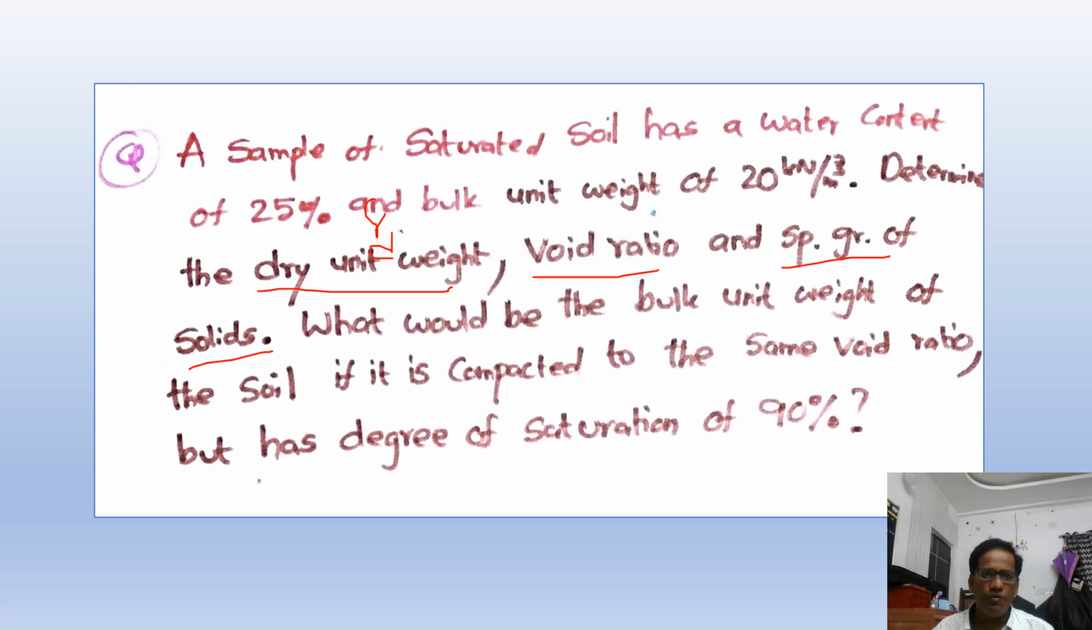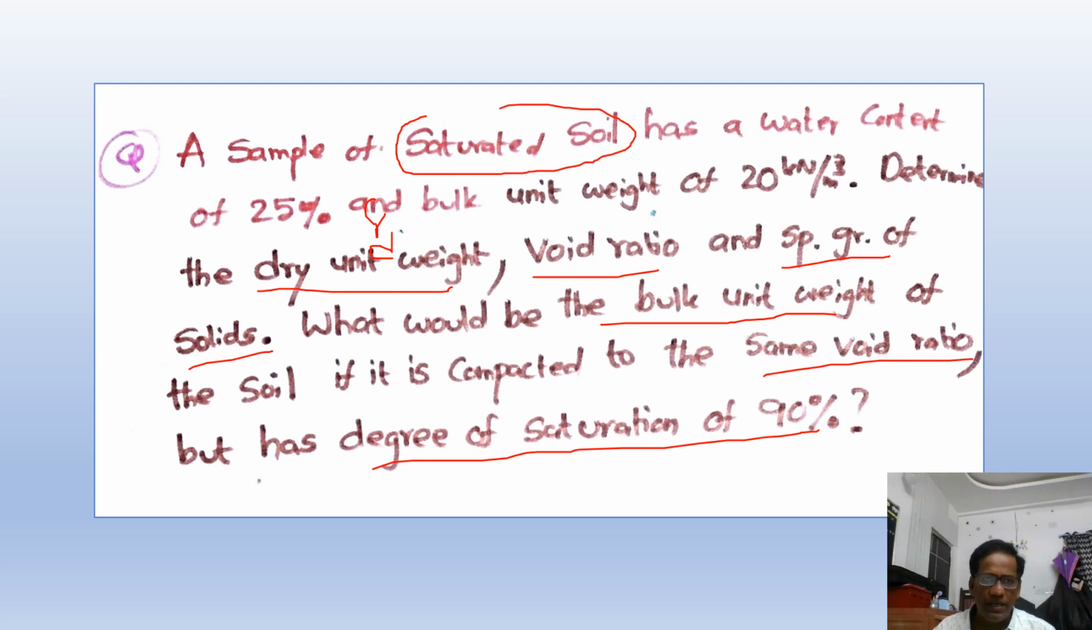The second part: what would be the bulk unit weight of the soil if it is compacted to the same void ratio, but this time the degree of saturation is 90%? Initially, the first part of the problem speaks about a saturated soil, where the degree of saturation is 100%. But the second part speaks about the soil having a degree of saturation of 90%, and what the unit weight of the soil could be. So let us proceed now.